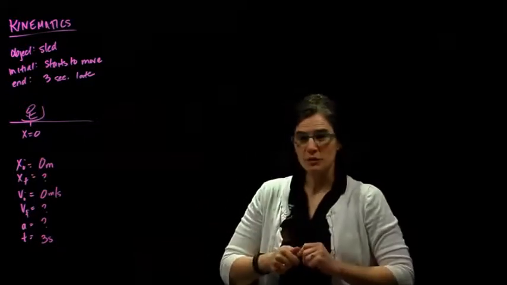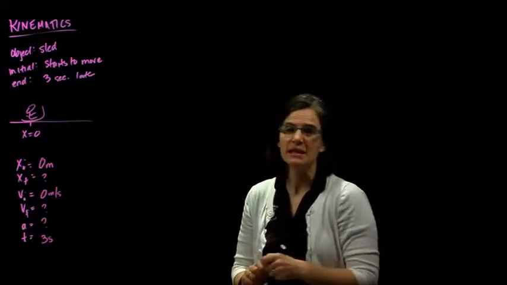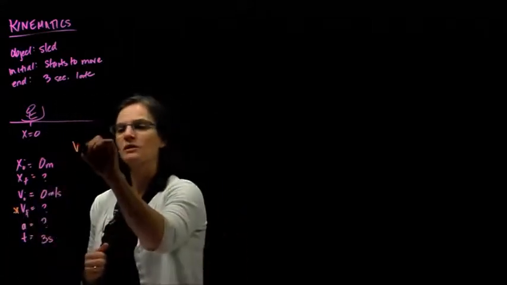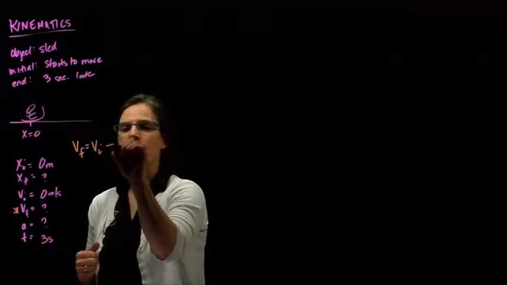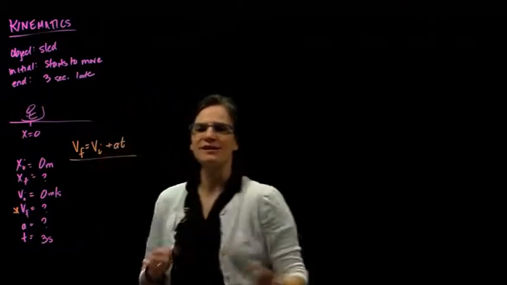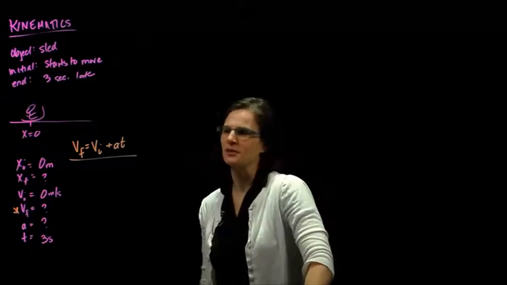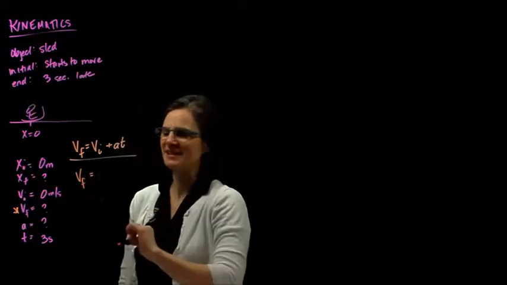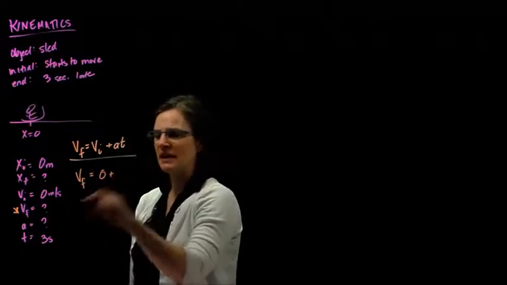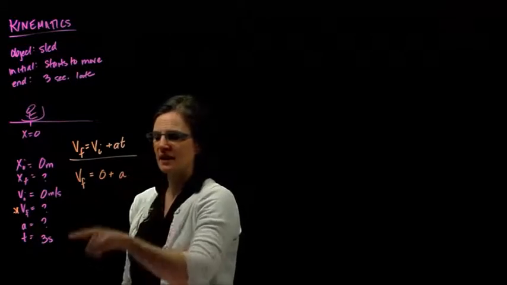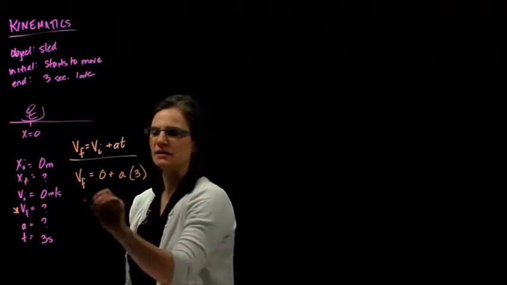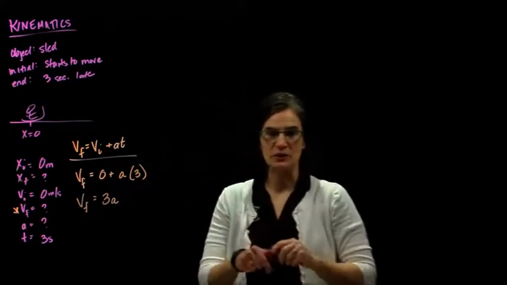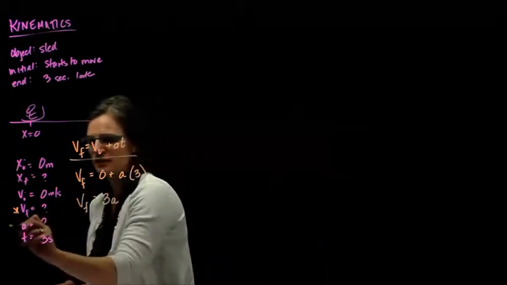So what are we interested in determining? The question is asking how fast. How fast is the final velocity after those 3 seconds? So we're going to use our velocity relationship, which tells us that the final velocity is equal to the initial velocity plus the acceleration times time. Our final velocity is what we want to know, so it stays as v final. Initial velocity is 0. Acceleration, we don't know that. And our time is 3. So our final velocity is 3 times the acceleration. But I don't know the acceleration, so it becomes a variable of interest.